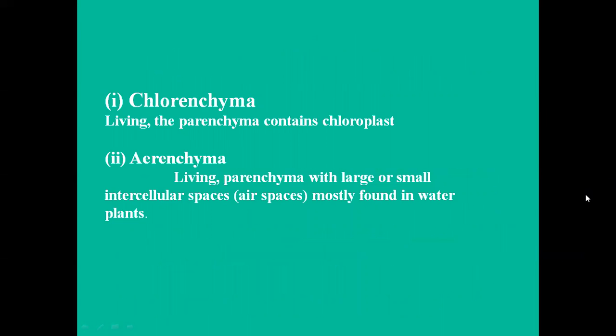Chlorenchyma. It is a living tissue. The parenchyma, which contains chloroplast, are called chlorenchyma. Aerenchyma. It is also living, and parenchyma with large or small intercellular spaces, that is the air spaces, mostly found in water plants.